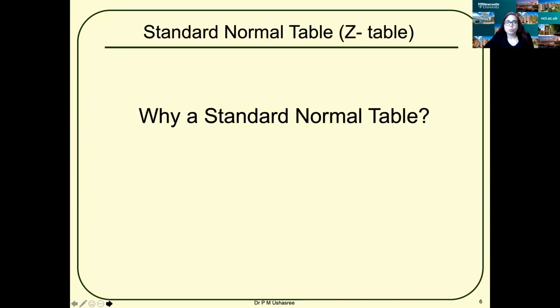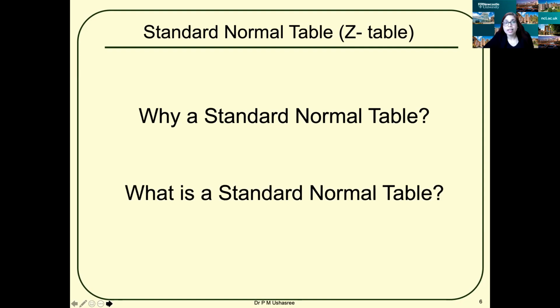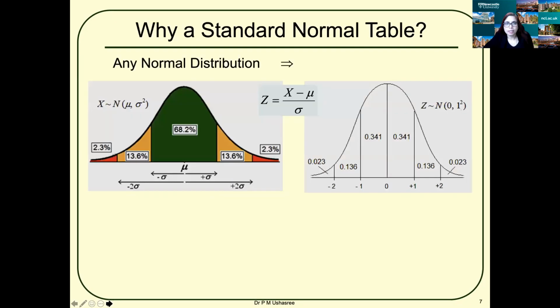Now, why do you need a standard normal table and what is a standard normal table? We're going to see that now. Just like the empirical rule for a normal distribution, the same rule follows for a standardized normal distribution. So 68.2% of data will lie between plus or minus 1 standard deviation, and 95.4% of data will lie between plus or minus 2 standard deviations. It's the same rule which holds under a standard normal distribution.